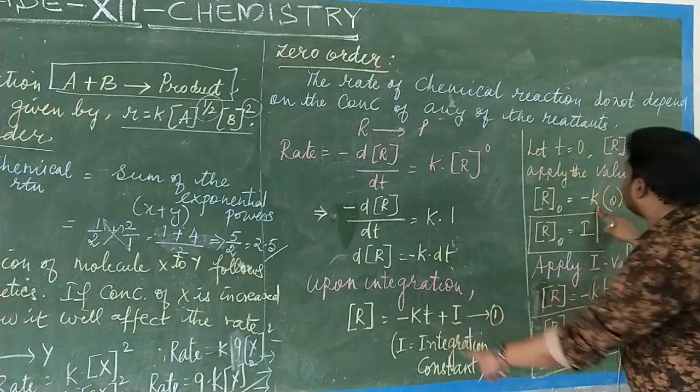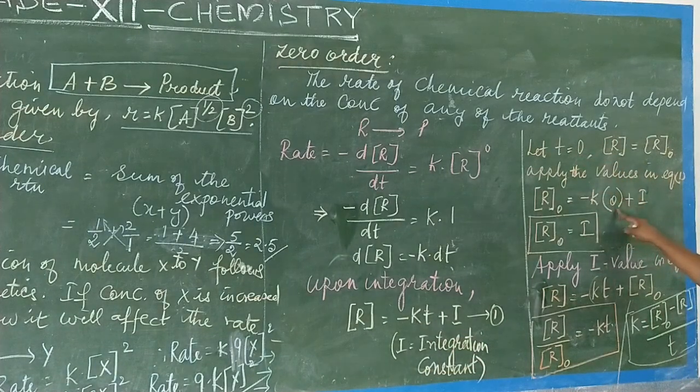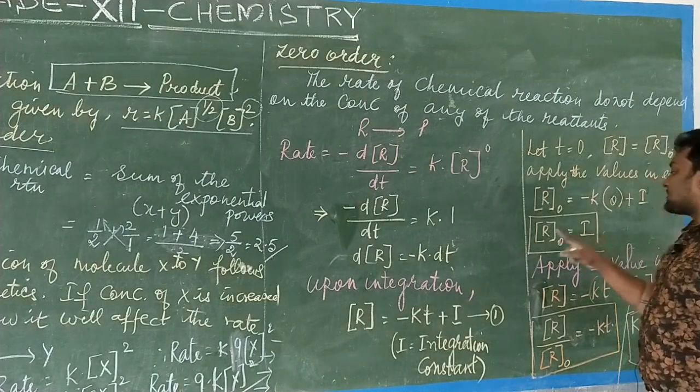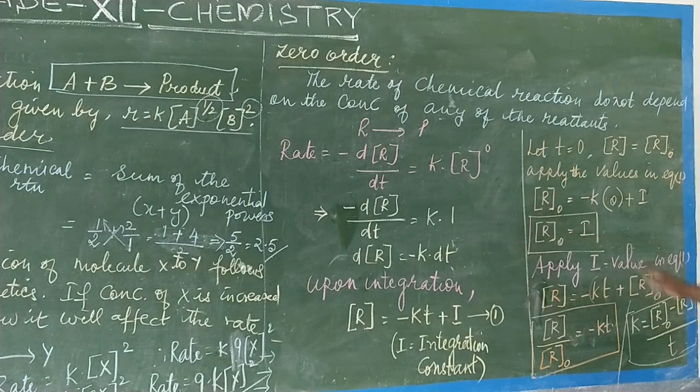The value of T has become 0, so I have written plus I here. So next step, the concentration of R naught will be equal to K into 0 becomes 0 plus I. So the concentration of R naught will be equal to I. Now applying this I value in this equation 1 again, so then it becomes what?